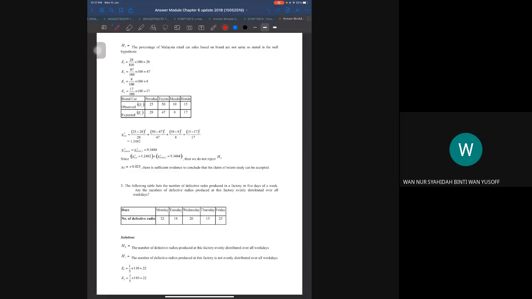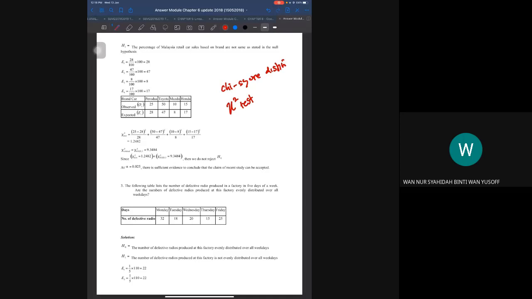So as I mentioned last week, the whole chapter 6 is about the chi-square distribution. You will calculate the chi-square test as your test statistic. The whole chapter is similar in terms of the type of statistical hypothesis, I mean how you make the decision.